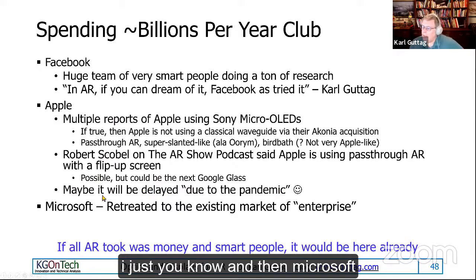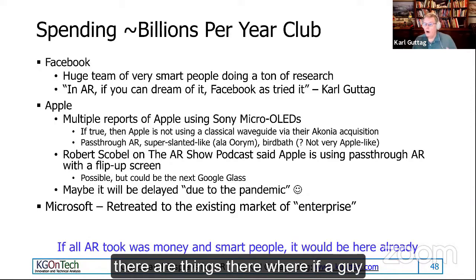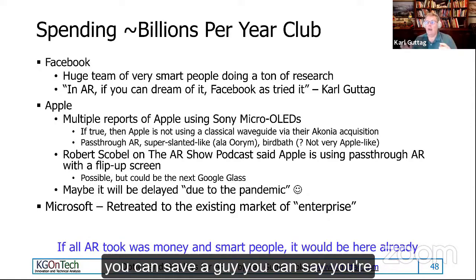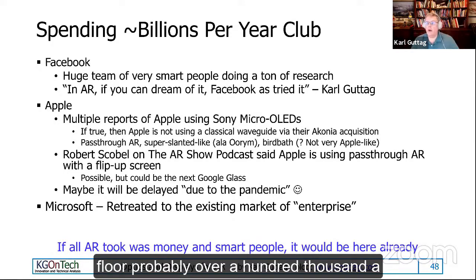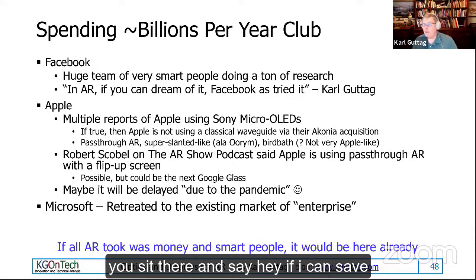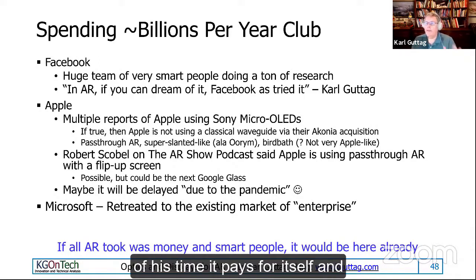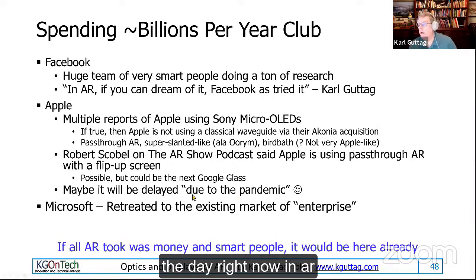And then Microsoft has so far retreated to the existing market of enterprise. There is a real enterprise market. Microsoft's exploiting that right now. If you're paying a fully loaded guy working on a factory floor, looking at salary, benefits, equipment, cost of facilities, all that stuff, you're probably costing more than $100,000 a year per person. You sit there and say, hey, if I can save you just a few percent of his time, it pays for itself. And that's the argument that wins the day right now in AR.